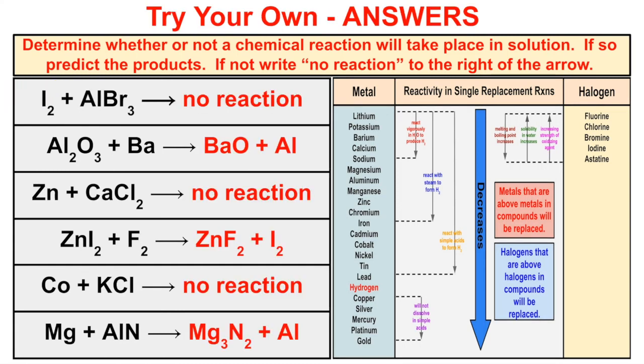So how did you guys do? Did you get them all right? If so, then you're pretty good at predicting the products of single replacement reactions.